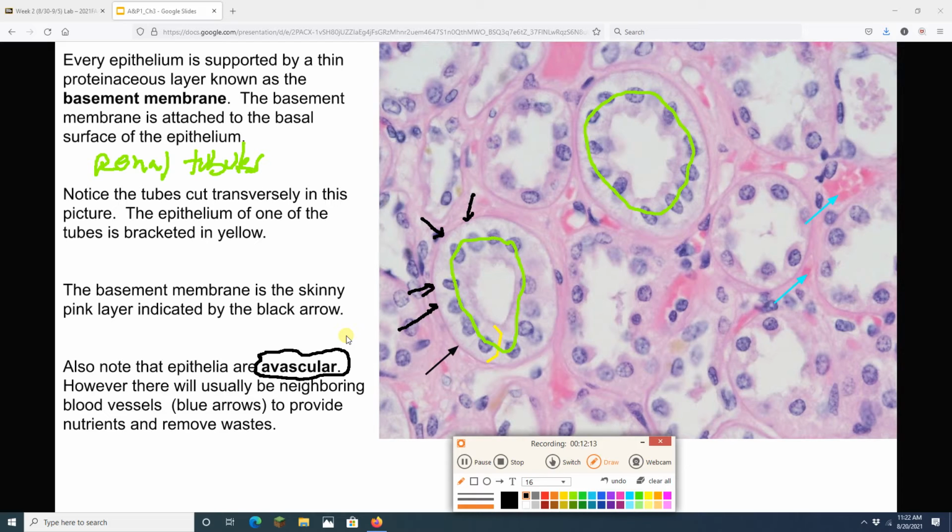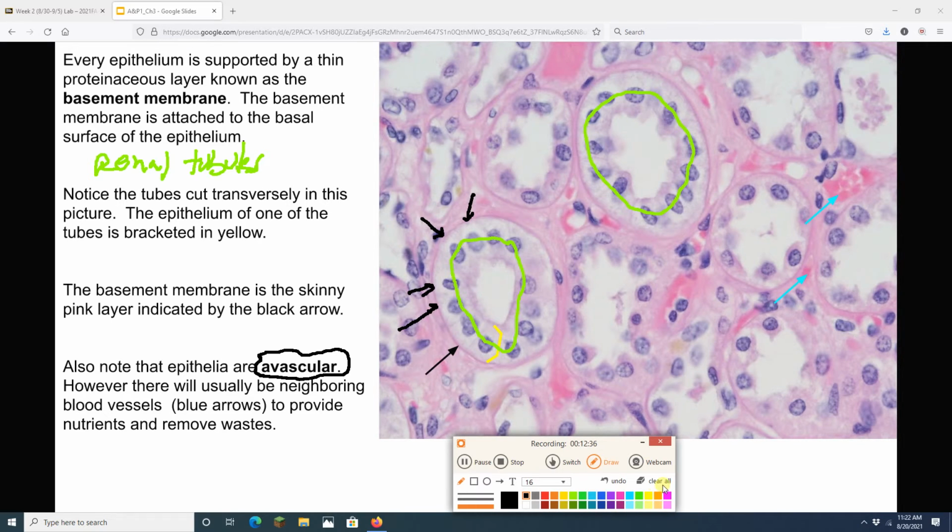Well, you might be wondering, if you're lacking blood vessels, how do you stay alive? Well, there are nearby blood vessels, like this guy right here. It's a blood vessel right here. Lots of them. There's another one right there. And those neighboring blood vessels provide nutrients and remove wastes. There's just no blood vessels within the epithelium itself.